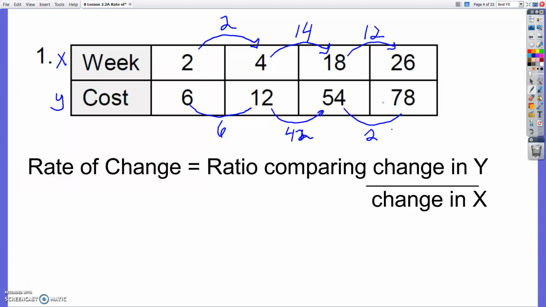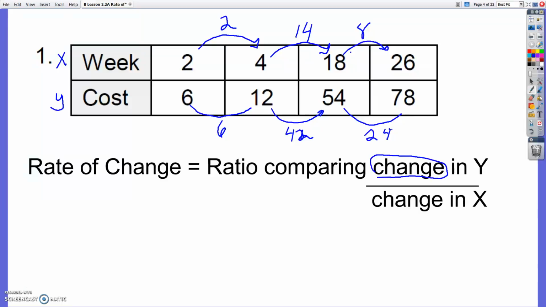No, I don't think that's right. There's my mistake. The change from 18 to 26 is 8. And the change from 54 to 74 is 4. So this is the change. This is the change from one value to the next.